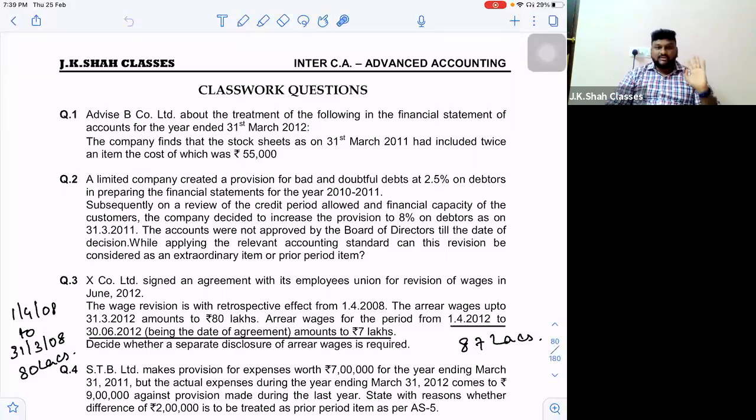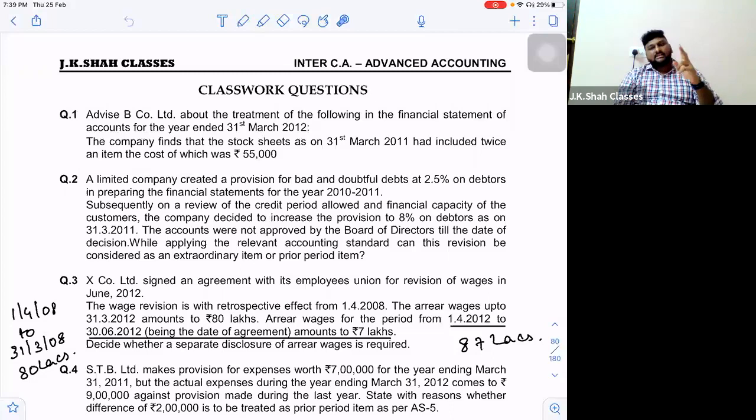What is this situation? Ordinary, extraordinary, or prior period? I'm getting answers. Prior period. Yes, this is a prior period item. This is an error which took place in the last year's closing stock. And this year you come to know that error had taken place. So definitely you are going to rectify this. Right? So when you rectify this, what you have to do?